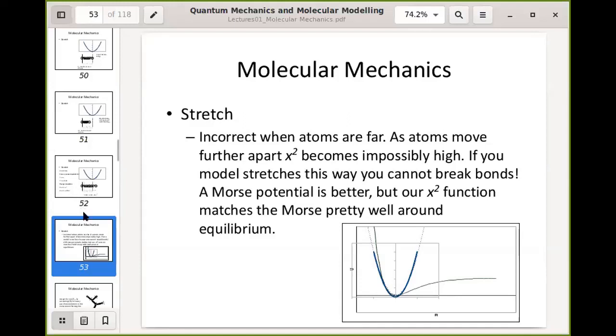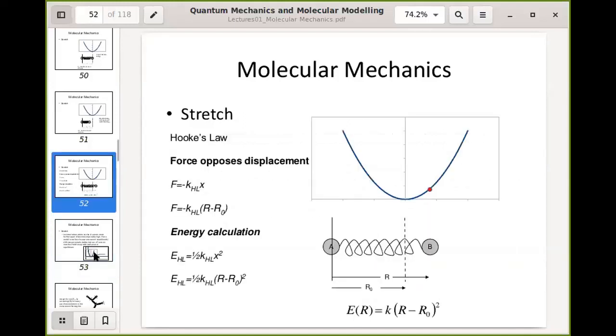So I'm going to go back a slide and just remind you that to calculate the energy of a bond, you need to have a force constant for that bond. You need to be given that number. And then you also need to know the current distance that those atoms are apart and the equilibrium distance, the best distance for them to be apart, and then you can calculate the energy for the bonds. But this here is only the energy for one bond.